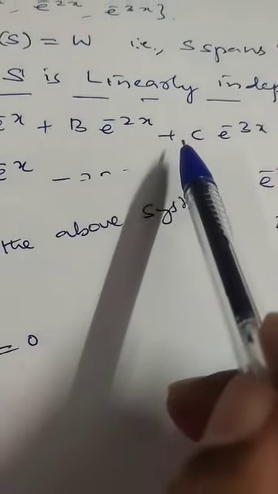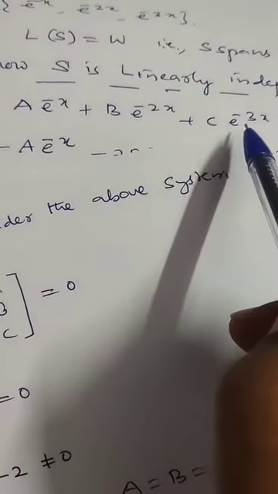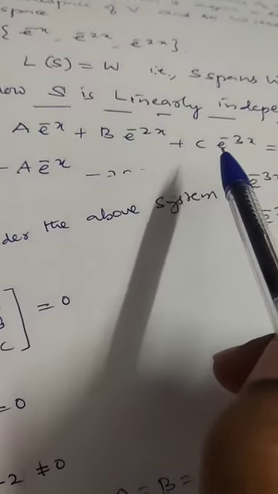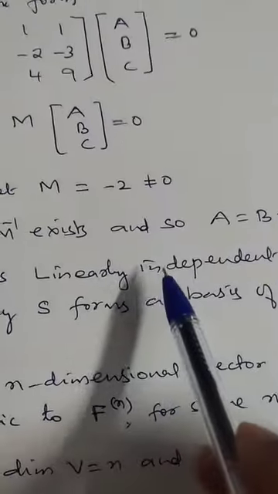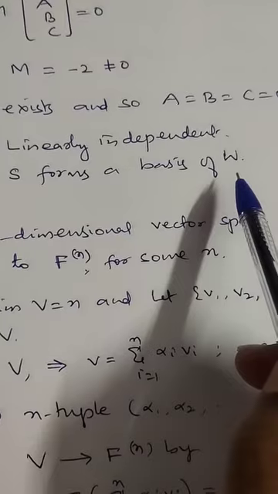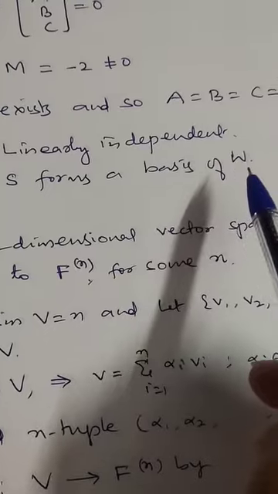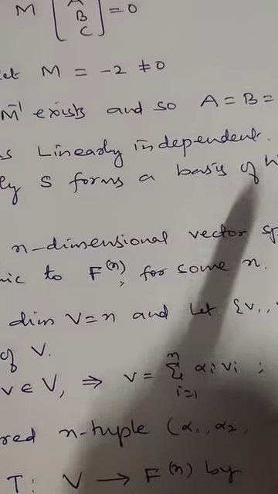Therefore, the linear combination we have considered, a into e power of minus x plus b into e power of minus 2x plus c into e power of minus 3x is equal to 0, and we have shown that all the coefficients a, b and c are 0. Therefore, the set containing e power of minus x, e power of minus 2x, e power of minus 3x is linearly independent. Already S spans, and now it is linearly independent. Therefore, S forms a basis of W. We have found the basis for the solution set W of the given differential equation.